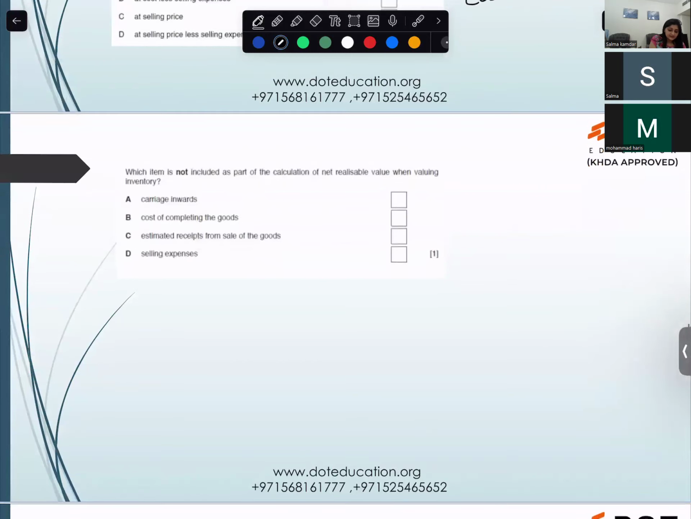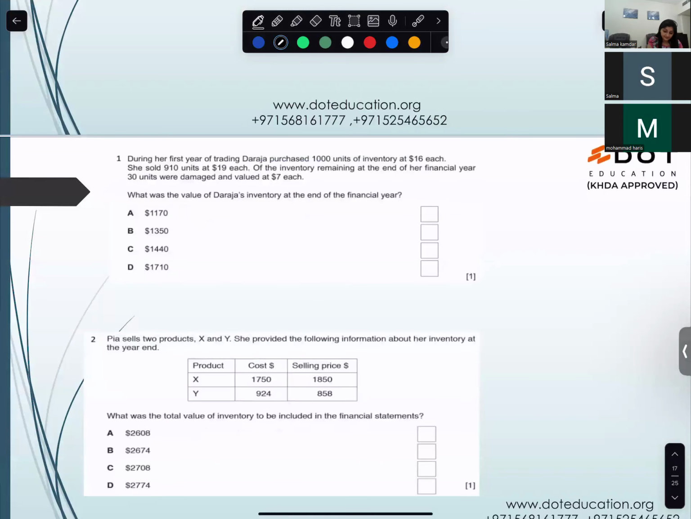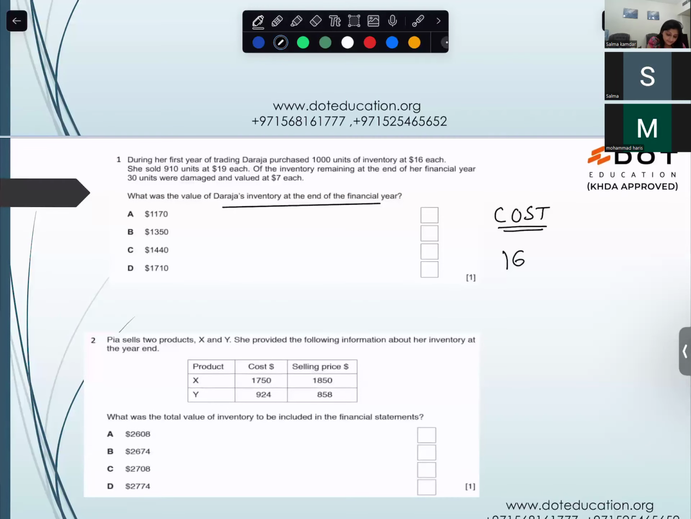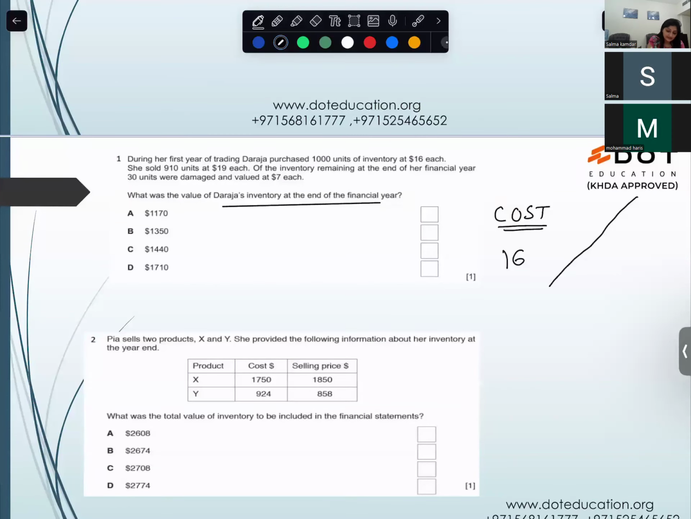I don't understand the question. Which is not a part of calculation of NRV? Carriage inwards. Next. Value of the inventory at the end of the financial year. What is cost? Cost is 16. NRV. NRV is. Now let's see.